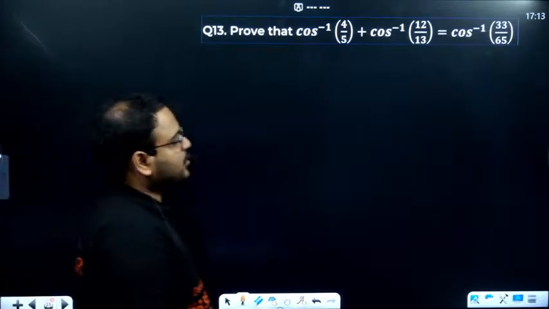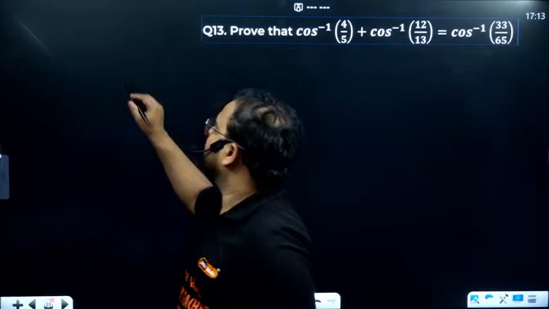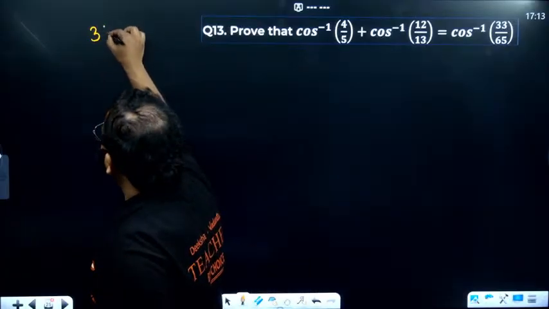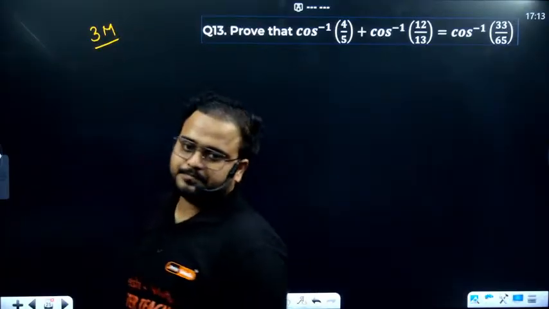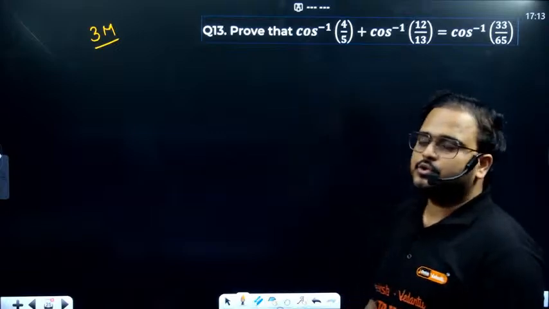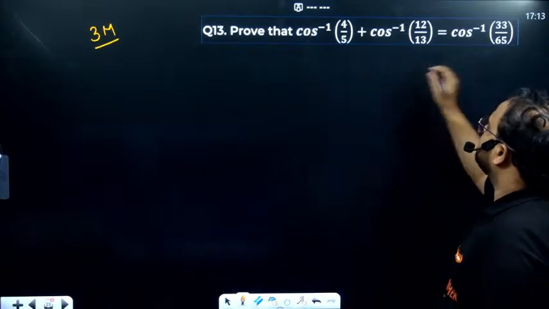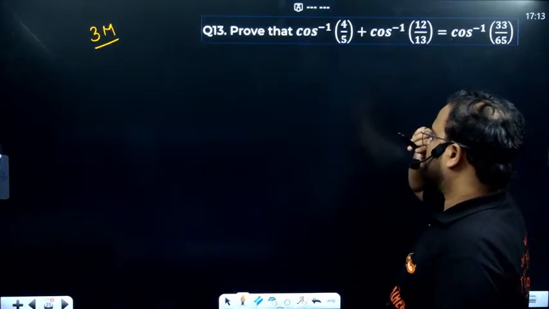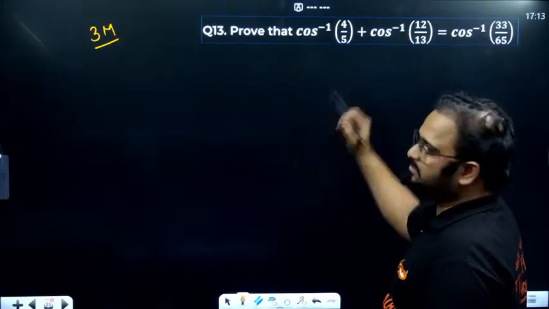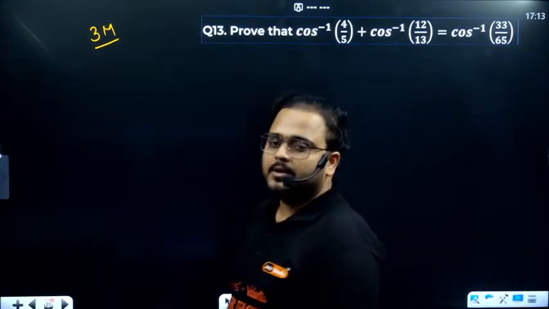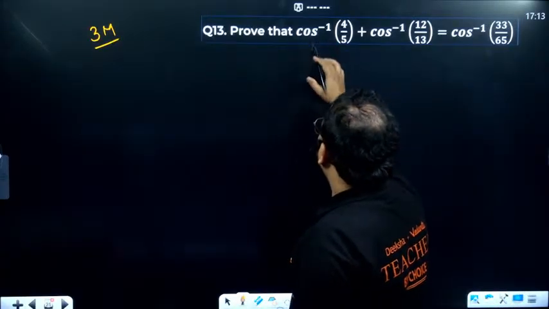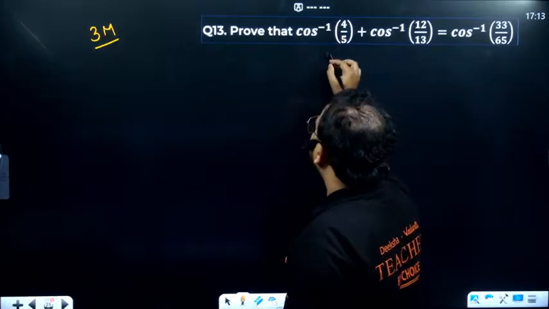This one. This is also a very good question. This is a 3 marker, by the way. Let's check. So this is a relation of cos inverse over here. I need to prove from LHS to RHS or some other way around. Okay, sir. Let's see.